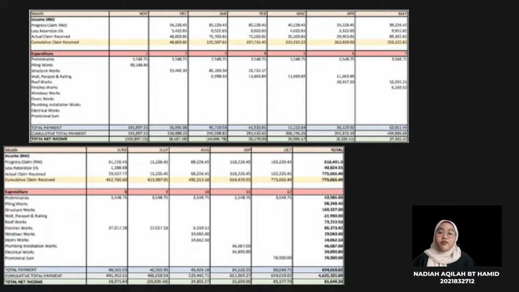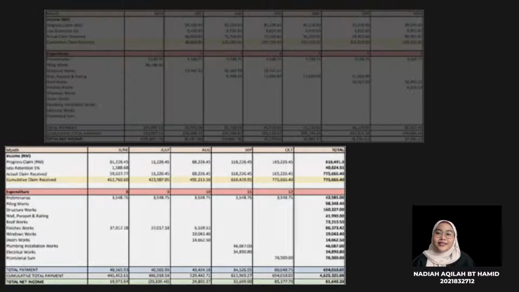The top is the assumption of the cash flow and below is the actual cash flow. On the assumption, the total net income is 27,292 ringgit and 32 cents. On the table, we can separate into two sections, which are the income and expenditure. The actual total payment is 694,018 ringgit and 2 cents. The cumulative total payment is 4,625,625 ringgit and 8 cent, and the actual total net income of the project is 81,648 ringgit and 38 cent.